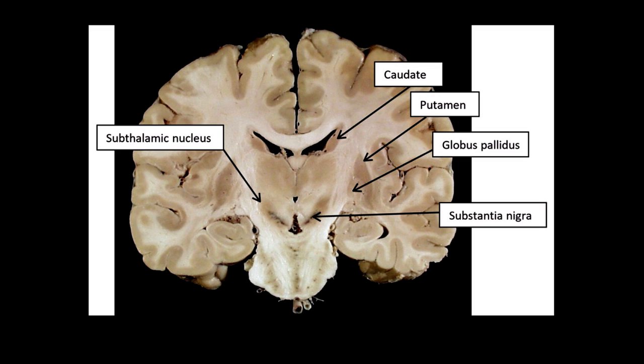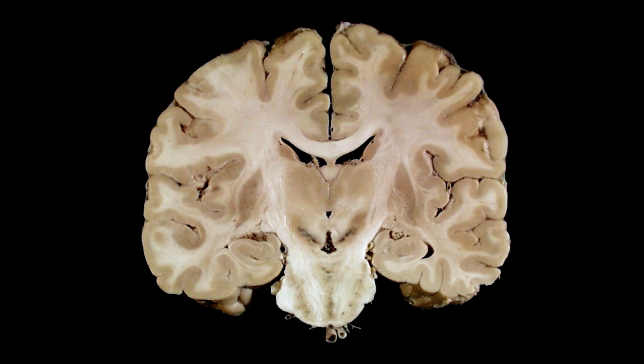If we go a little deeper down, notice the darkly staining neuromelanin pigment there. This is the substantia nigra. Where's the substantia nigra? It's in the midbrain. So that means this whole section that we're cutting through is the midbrain. These are the most important areas of the basal ganglia, and they all function together so that we have very smooth, coordinated movements.